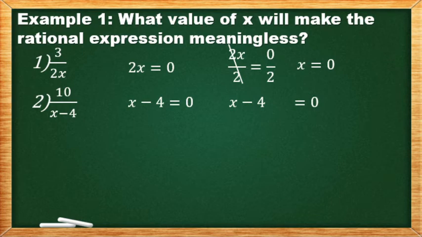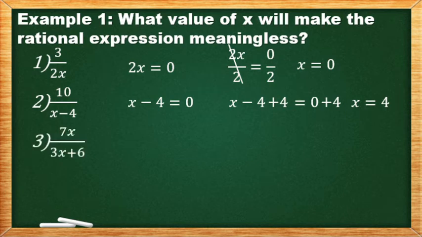We need to add both sides para makancel natin yung negative 4. So, saan natin i-add yan? Sa plus 4. Kasi negative 4 plus 4 is equal to 0. Take note, kung nag-add ka sa left side ng equal, dapat mag-a-add ka rin sa right side ng equal. That's why mag-a-add tayo ng plus 4 din dyan. So, magiging x is equal to 4. So, therefore, the value of x is 4 para maging meaningless yung number 2.